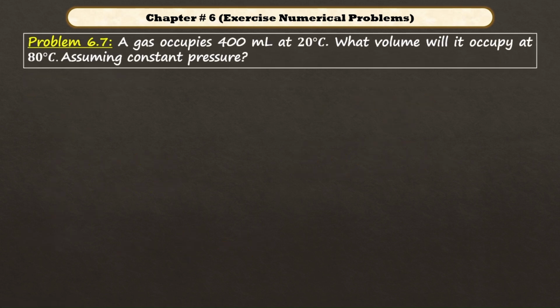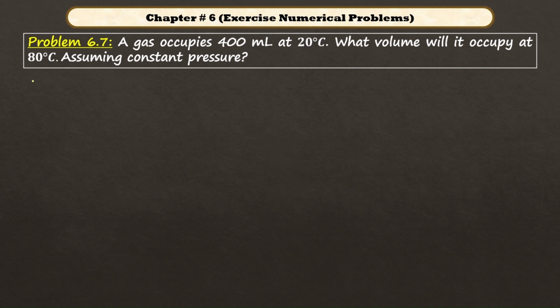Numerical number 6.7. A gas occupies 400 milliliter at 20 degrees Celsius. What volume will it occupy at 80 degrees Celsius? At 20 degrees Celsius its volume was 400 milliliter. They ask what its volume will be at 80 degrees Celsius, assuming constant pressure.